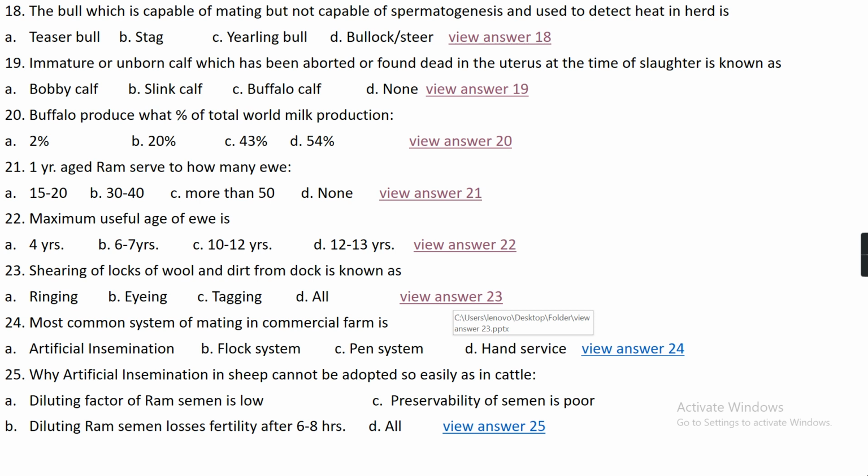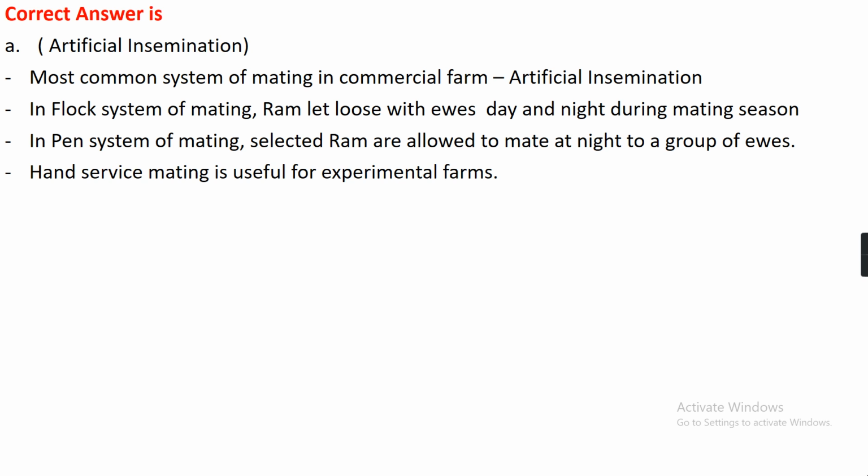Question number 24. Most common system of mating in commercial farm is option A artificial insemination, option B flock system, option C pen system, or option D hand service. The right answer is option A, artificial insemination. In flock system of mating, the ram is let loose with ewes day and night during the mating season, while in pen system of mating, only selected rams are allowed to mate at night with a group of ewes, while hand service is a type of mating mainly used in experimental farms.